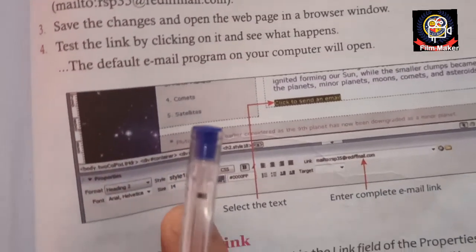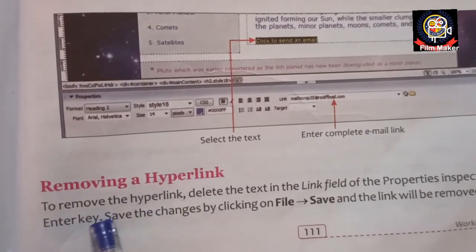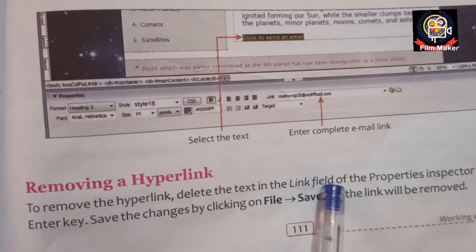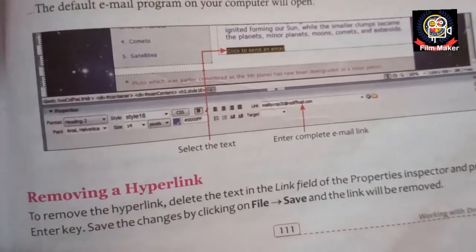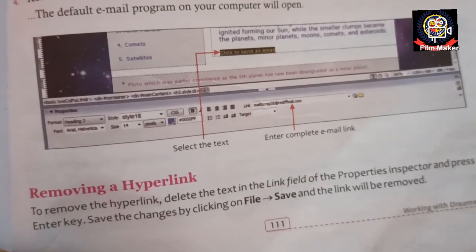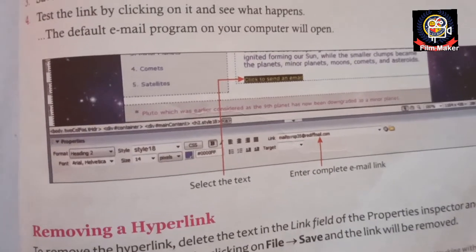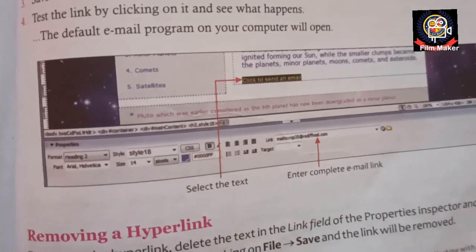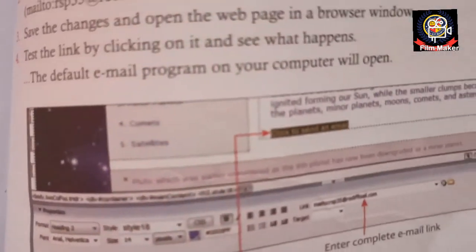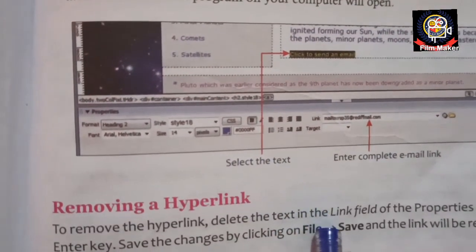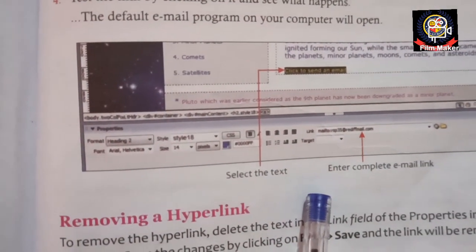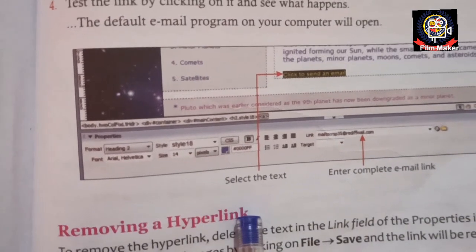Then come to the last, that is removing a hyperlink. To remove the hyperlink, delete the text in the link field of the property inspector and press the enter key, and then save the changes by clicking on file save. Just remove that particular link in the link field which is available in the property inspector, and then click OK, and then you can save the changes whatever you have made, so it will remove the hyperlink.